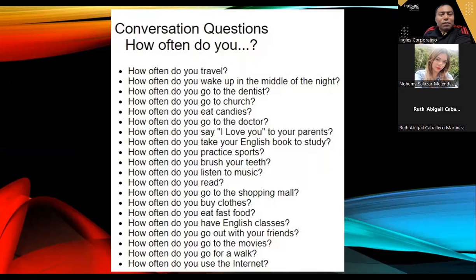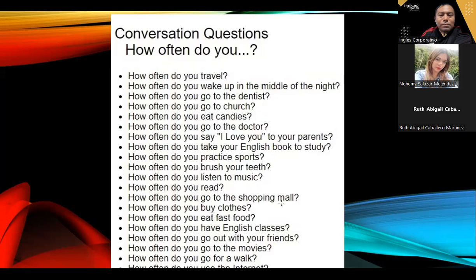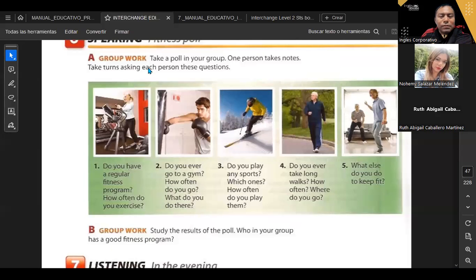So, what do you remember about Wednesday's class? ¿Qué recuerda de la clase del miércoles, por favor? How often do you travel? Yes, frequency words. Frequency words, yes, excellent. Okay, thank you, Noemi. Thank you so much.